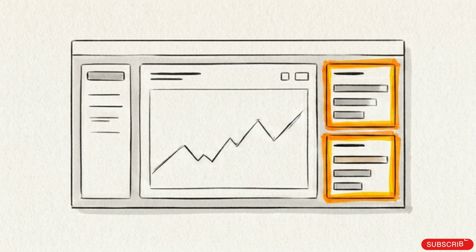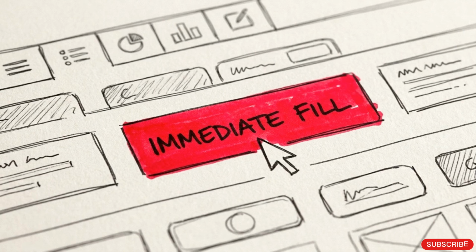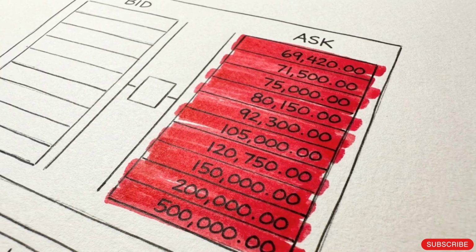Most beginners start right here, selecting the default market order without knowing what it really does. A market order tells your broker to buy your shares immediately, regardless of the cost. It forces you to accept whatever price the current sellers are demanding.